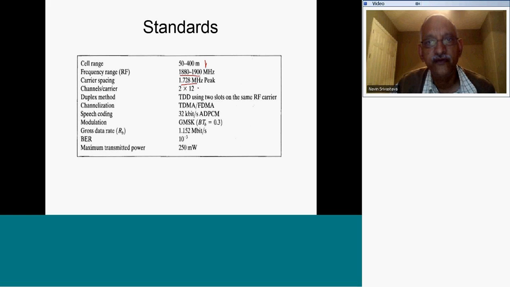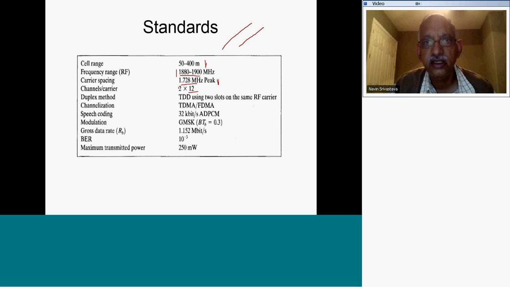Okay, in this range there will be how many? 12 channels, and each channel is going to be spaced by 1.728. So your first channel will start at 1.728. Okay, and there will be one frequency for sending, and there will be another frequency for receiving, and there will be a spacing between them. So each channel will consist of how much? That is your two frequencies.